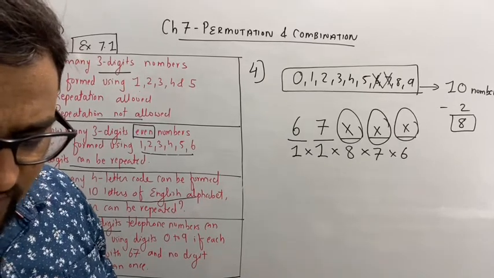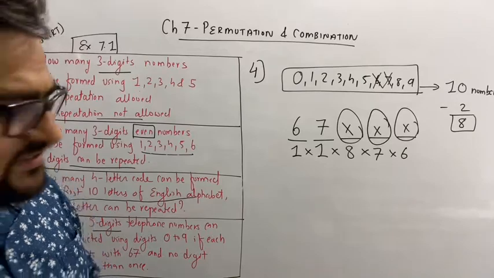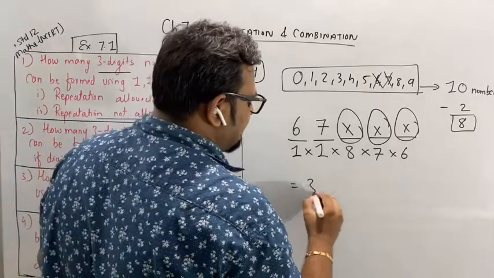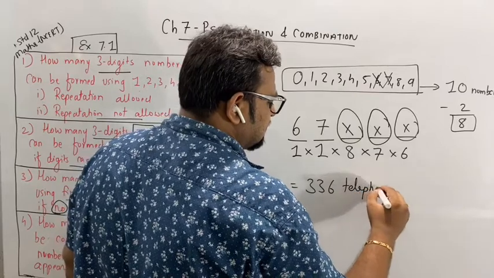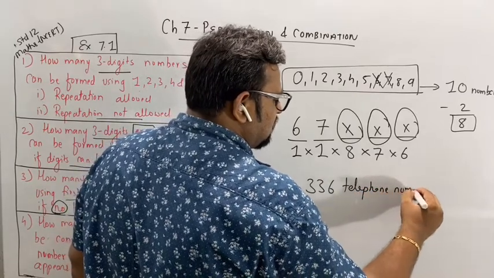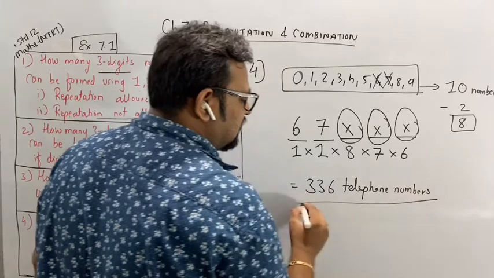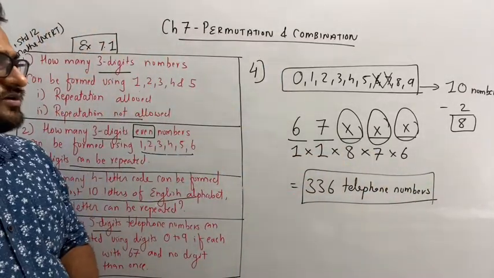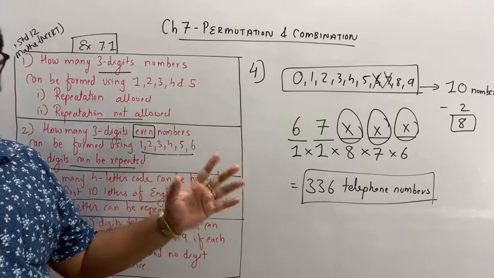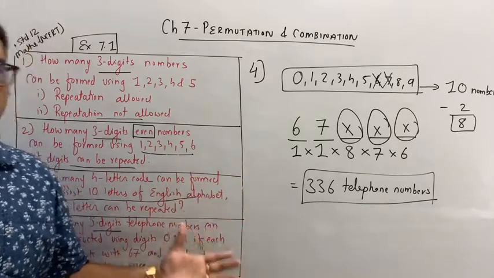So let's calculate it. 8 into 7 into 6, that's 336 telephone numbers. Clear? So this was about question number 4. Okay, just note down this question.